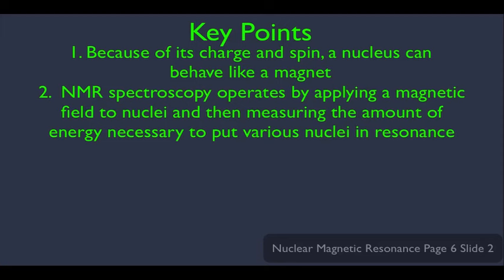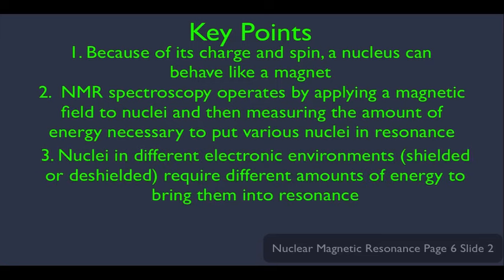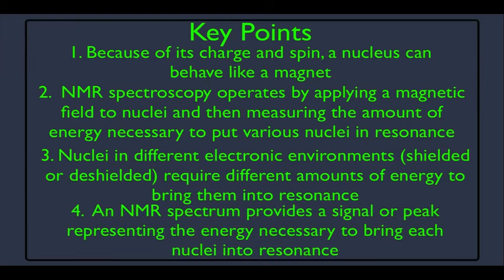That's what we're leaning on. This is the science behind how this machine works. Let's look at number 3 here. Number 3 says nuclei in different electronic environments, in that case shielded or de-shielded, require different amounts of energy to bring them into resonance. Another very important key point. And number 4 here, an NMR spectrum provides a signal or peak representing the energy necessary to bring each nucleus into resonance. And this, we're going to see, helps us determine structure.